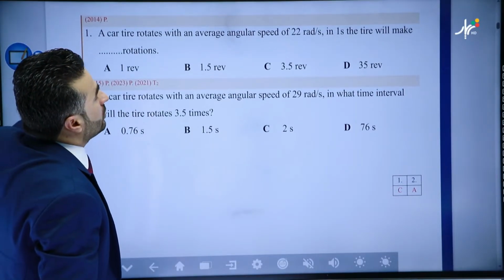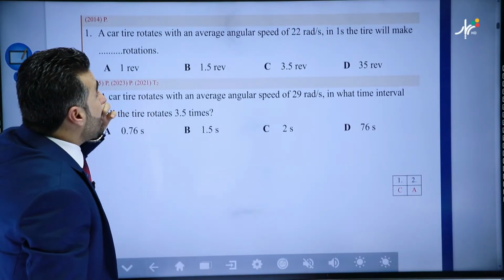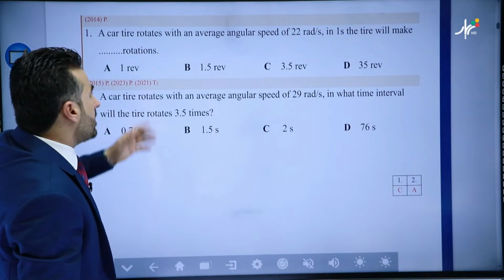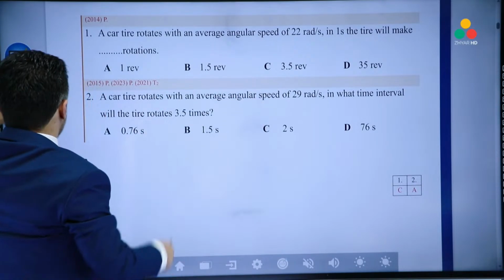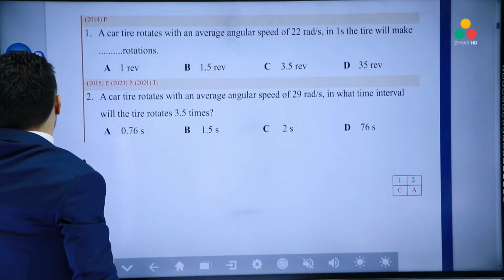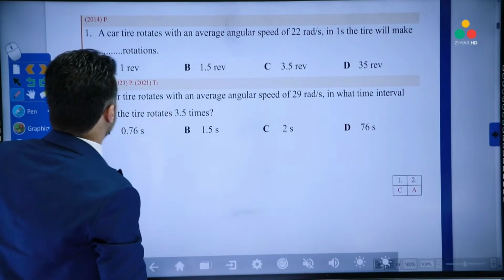Okay, great. Now, moving on, there's another question that says a car tire rotates with an average angular speed of 22 radian per second, or rad per second. In 1 second, the car tire will make this much rotation. You can see all these are given in radian. This is interesting, by the way.